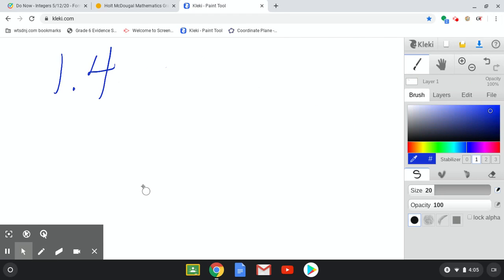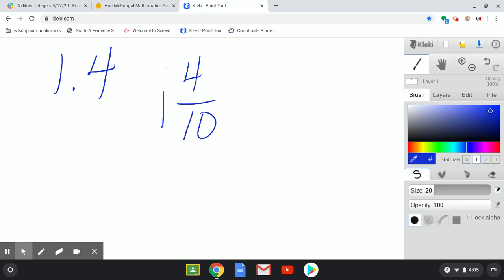Okay, so I have a decimal here, 1.4, and I would read this as 1 and 4/10. Remember, whenever we see a decimal, we say the word and, the 4 is in the tenths place, so I say that place value. So I read this as 1 and 4/10. I'm going to write exactly what I just said, 1 and 4/10. So this is a mixed number, okay? Now, I would still need to simplify my fraction part down. So if you notice, 4/10 can be simplified.